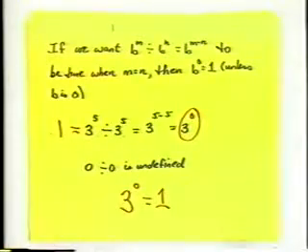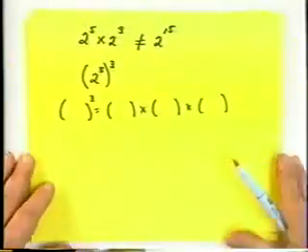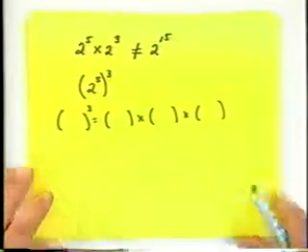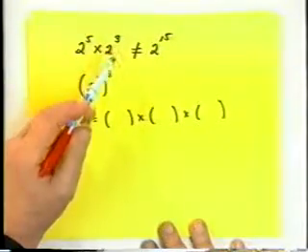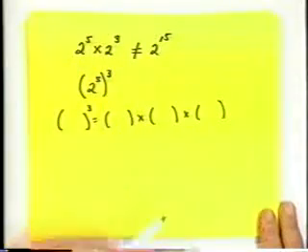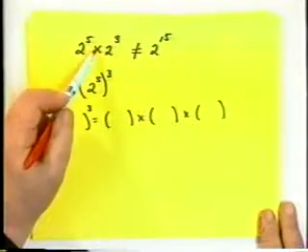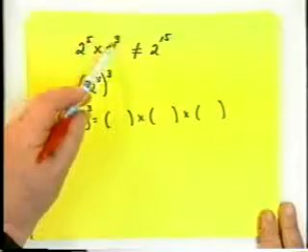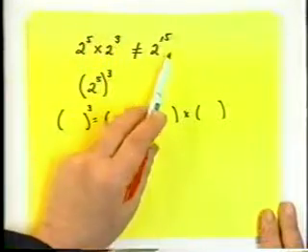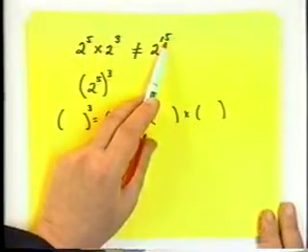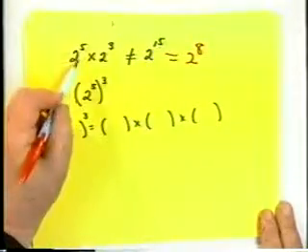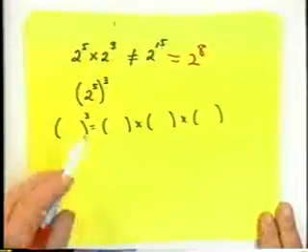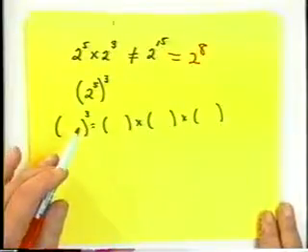Okay? Let's see if we can find some more rules. Remember we said that when you take 2 to the 5th times 2 to the 3rd, one of the problems that you have over here is people say, oh, this is a multiplication, so I'll multiply the 5 times the 3. Well, the answer to this problem isn't 2 to the 15th. It's equal to 2 to the 8th, isn't it? You have 5 factors of 2 and 3 more factors of 2. That's 8 factors of 2.